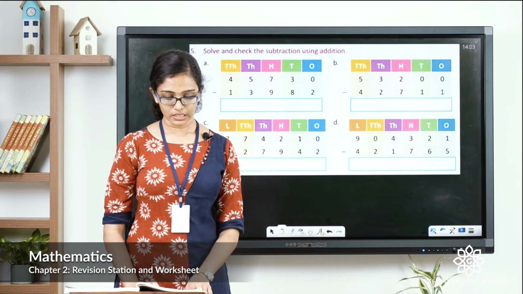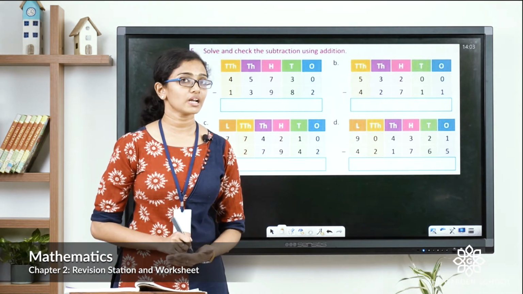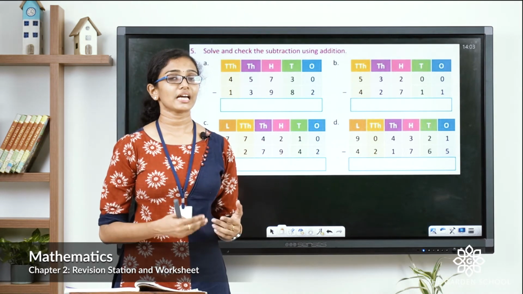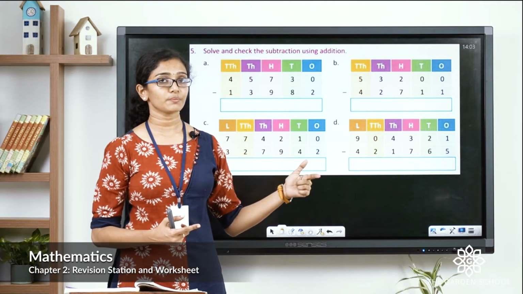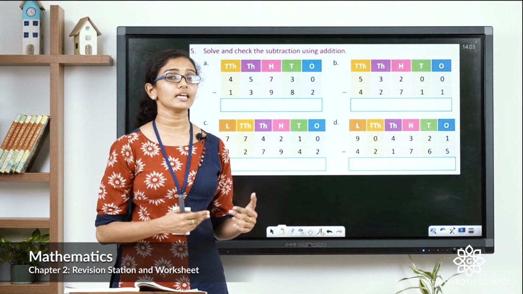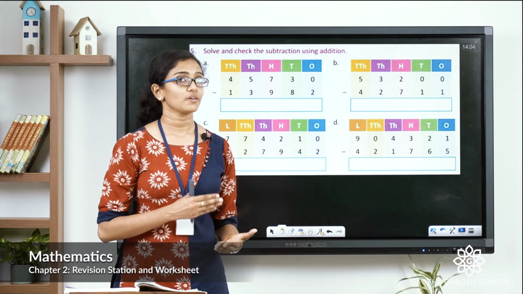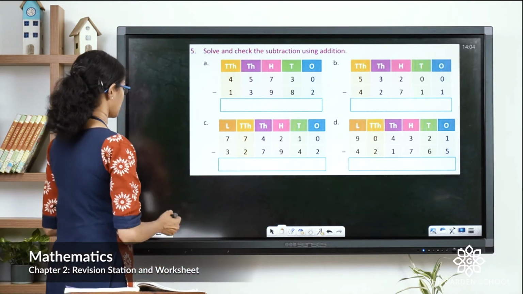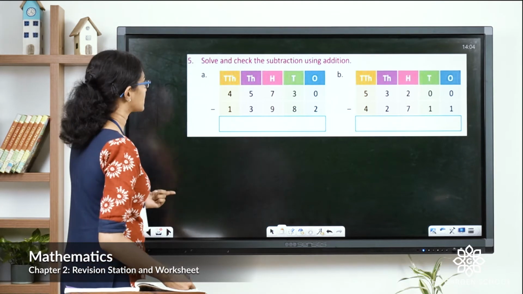Now the 5th one, solve and check the subtraction using addition. So in this chapter we have learned that after a subtraction operation, we can use addition operation. That is, we can add the difference and the subtrahend and check if we get the minuend. And if we get the minuend, the subtraction must have been done correctly. So let's use that property in this question. So the first set of questions, question A and B is here.